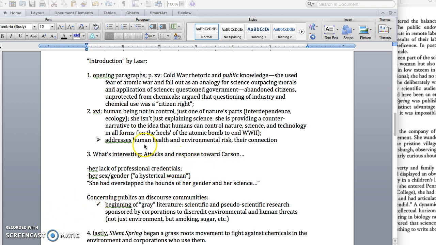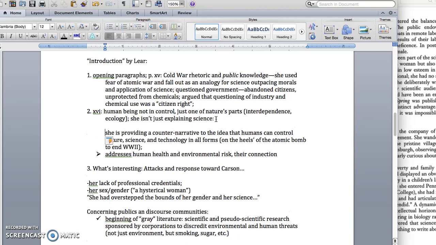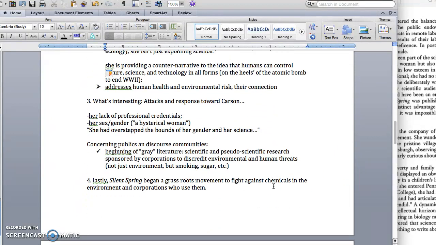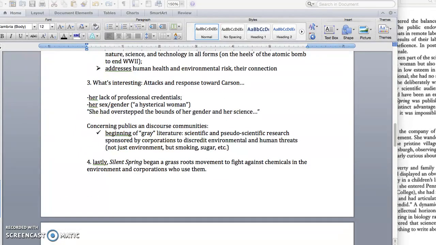Other things that we see, human beings not in control. This is sort of that speed and out of control paragraph as much as anything inside of the reading. We're just one of nature's parts. There's a certain independence between people and the environment. She's explaining ecology, right? But what is she also doing? This is probably worth breaking here for you. This is Lear's claim, that Carson is providing a counter-narrative to the idea that humans can control their science, control nature, control technology in all of its forms, right? And so this is a pretty important idea. This narrative was not out there. Nobody was talking about this, science being out of control. This is important. Just a few other things worth mentioning briefly.